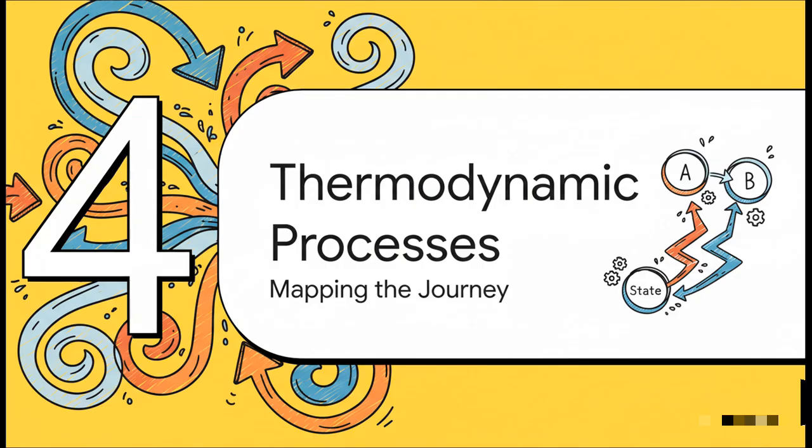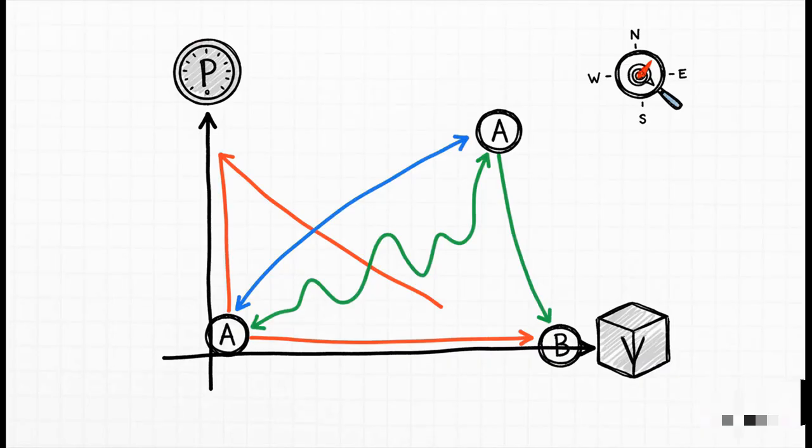But here's the kicker. The specific path it takes to get there really matters. These different paths are what we call thermodynamic processes. And the best way to see this is with a PV diagram. This thing is an absolutely essential tool. It's basically a map that lets us watch how a system's pressure and volume change as it goes on its journey. The route it takes from state A to state B can look totally different, and that path determines things like how much work is done.